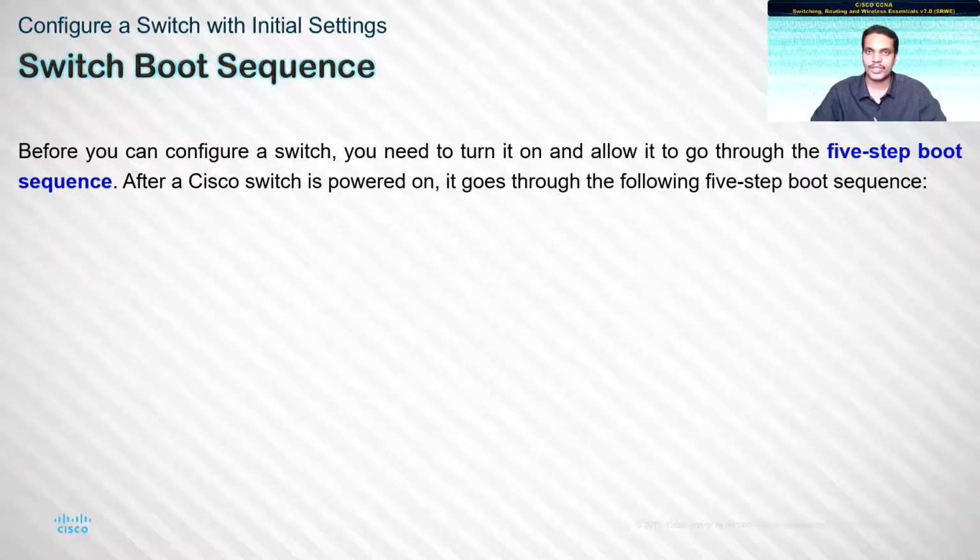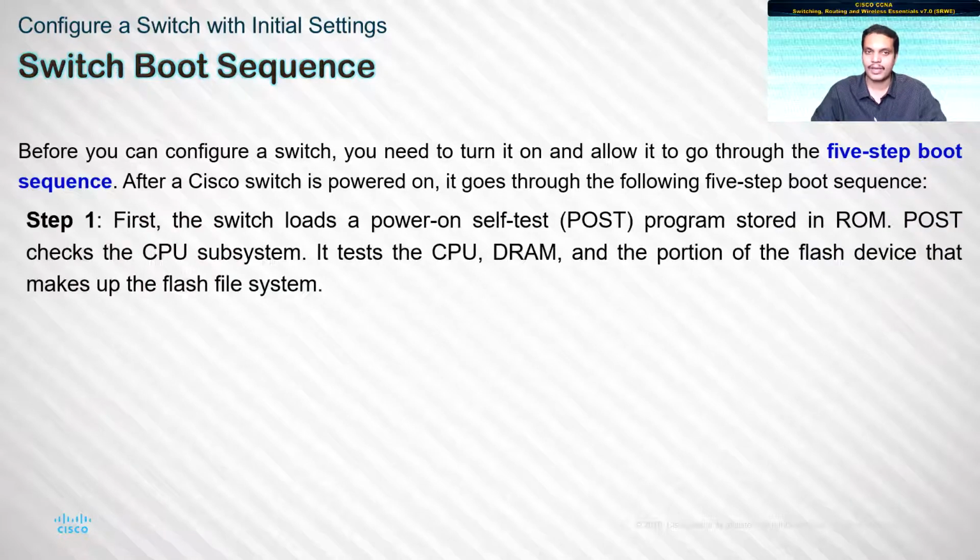Let's talk about the switch boot sequence. Before you can configure a switch, the first thing you need to do is power it on. Once the Cisco switch is powered on, it goes through a 5-step boot sequence. The first step is the switch loads a POST program. POST stands for Power On Self Test, a program stored in the ROM. This POST checks the CPU subsystem. It also tests the CPU, DRAM, and the portion of the flash device that makes up the flash file system.